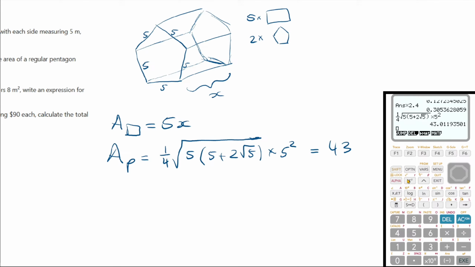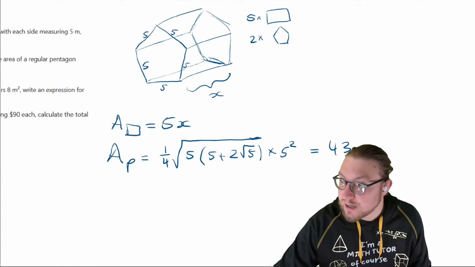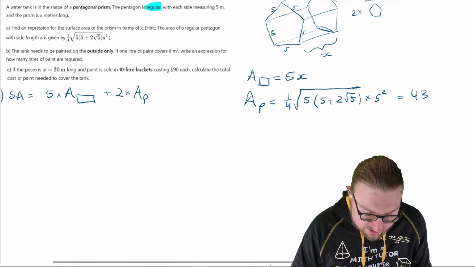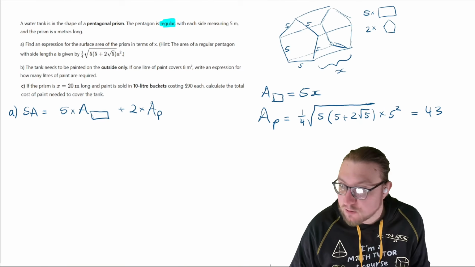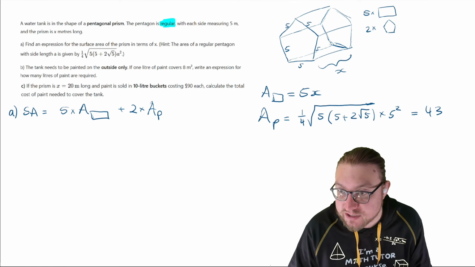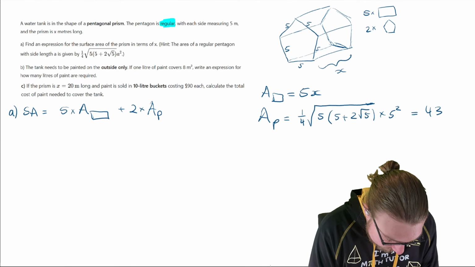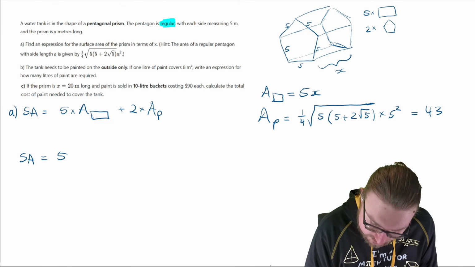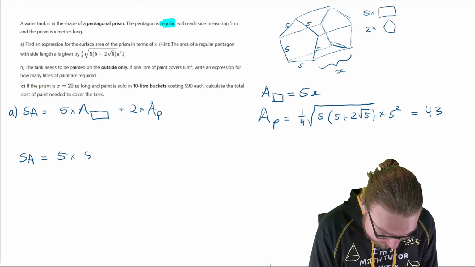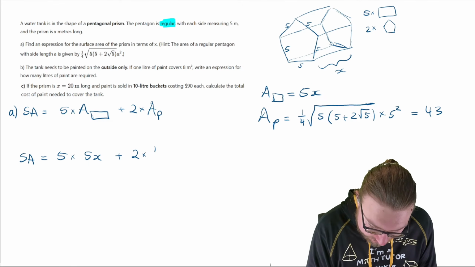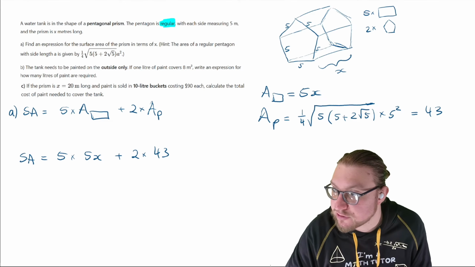Let's just round it to 0 decimal places so we don't have to worry about it too much. Yeah, so if we have 43 rounded, if that is the area for our pentagon, well, that's all we needed to know, right? We needed to know the rectangle and the pentagon. So we're going to go to the surface area is 5 times the area of a rectangle, which is 5x, and we're going to add 2 times the area of the pentagon, which we had is 43.